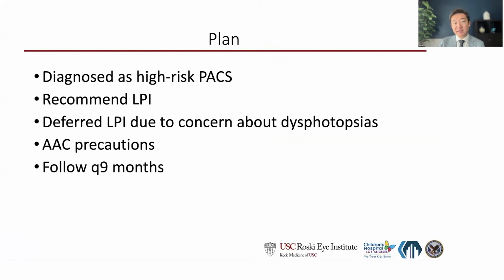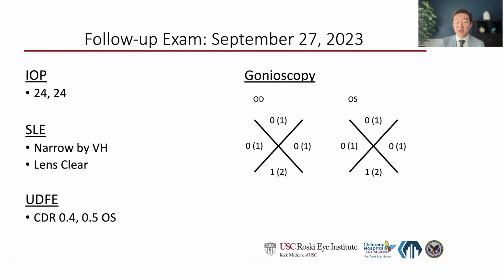And so given the AS-OCT findings, I diagnosed this patient as a high-risk PACS case, and I recommended LPI in both eyes. However, this patient deferred LPI due to concern about dysphotopsias, which he had heard about from his mother. And so I gave him acute angle closure precautions and decided to follow him every 9 months.